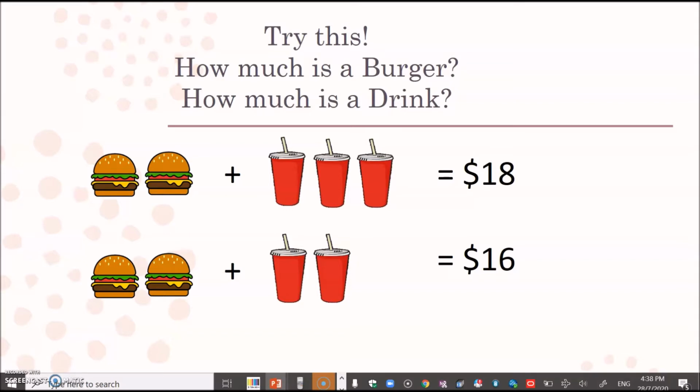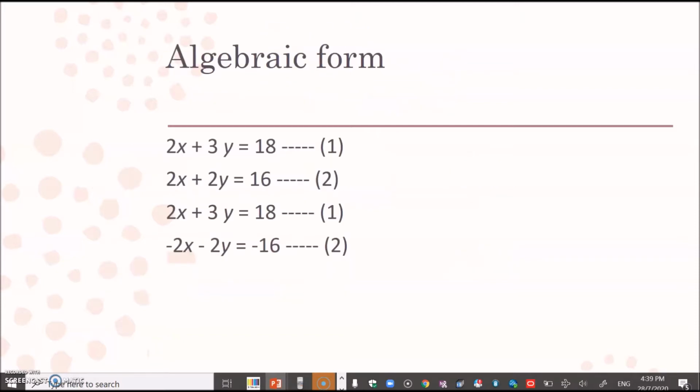So actually, simultaneous equation is all around us. So from here, you can kind of guess, okay, how much is a drink and how much is a burger, right? So you are actually using simultaneous equations without realizing it. So let's just put this into an algebraic form. For instance, the first one earlier on, you'll notice that this is actually going to be your burger and this was actually your drink, correct?